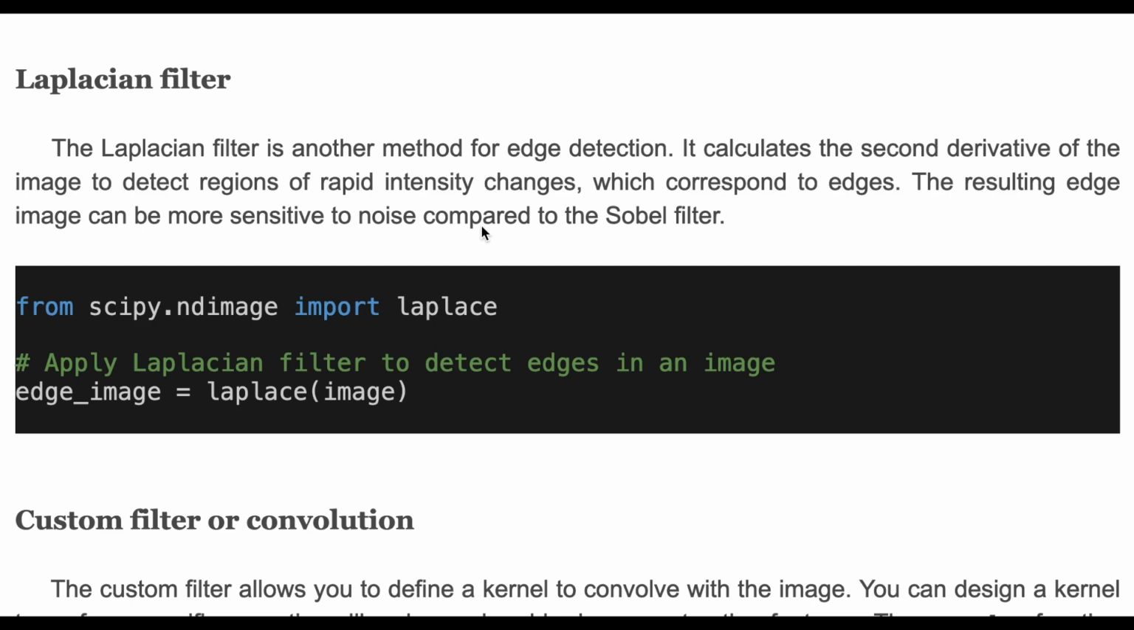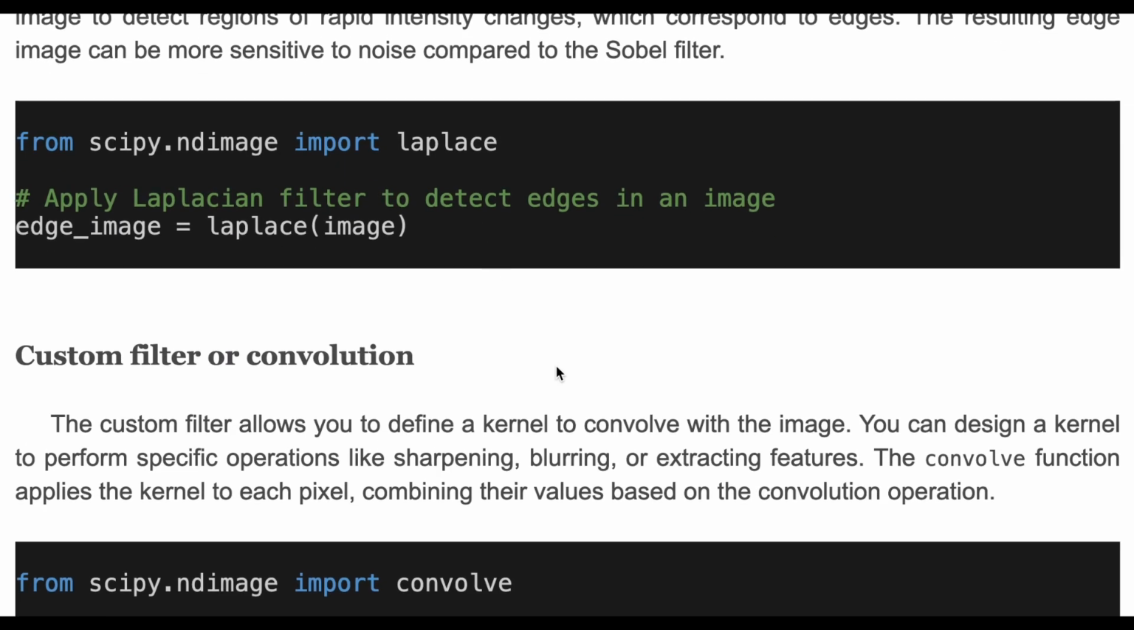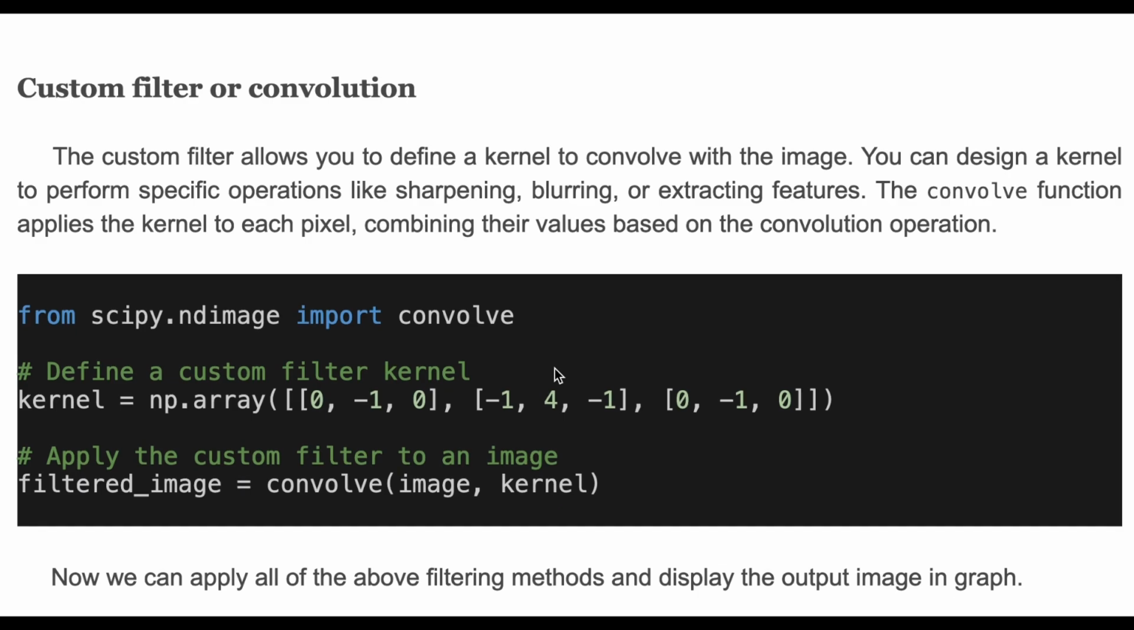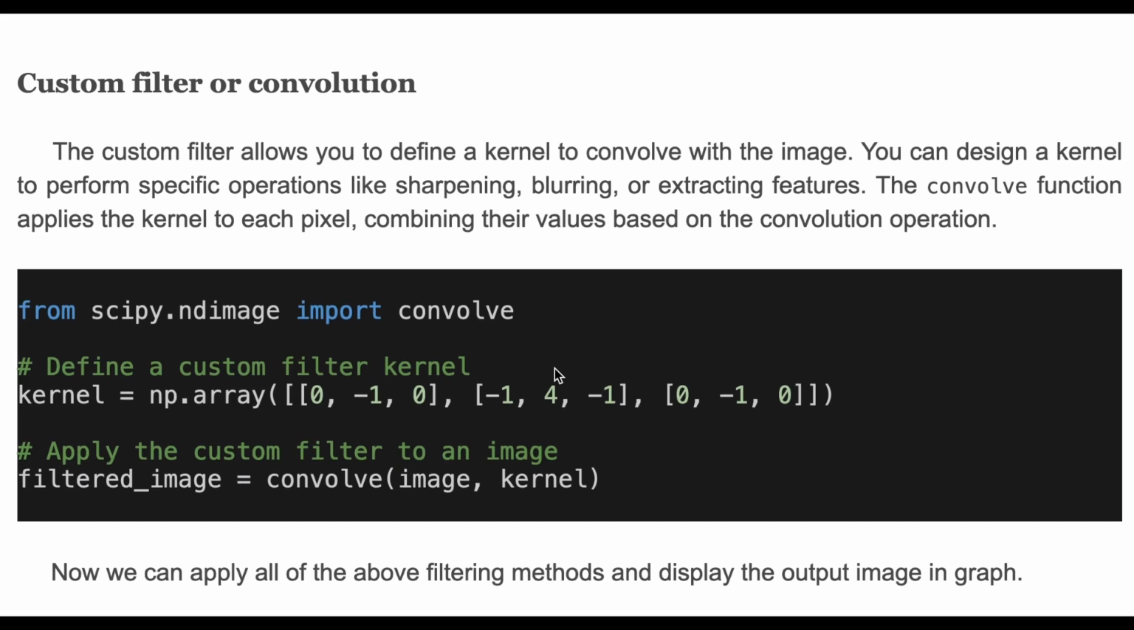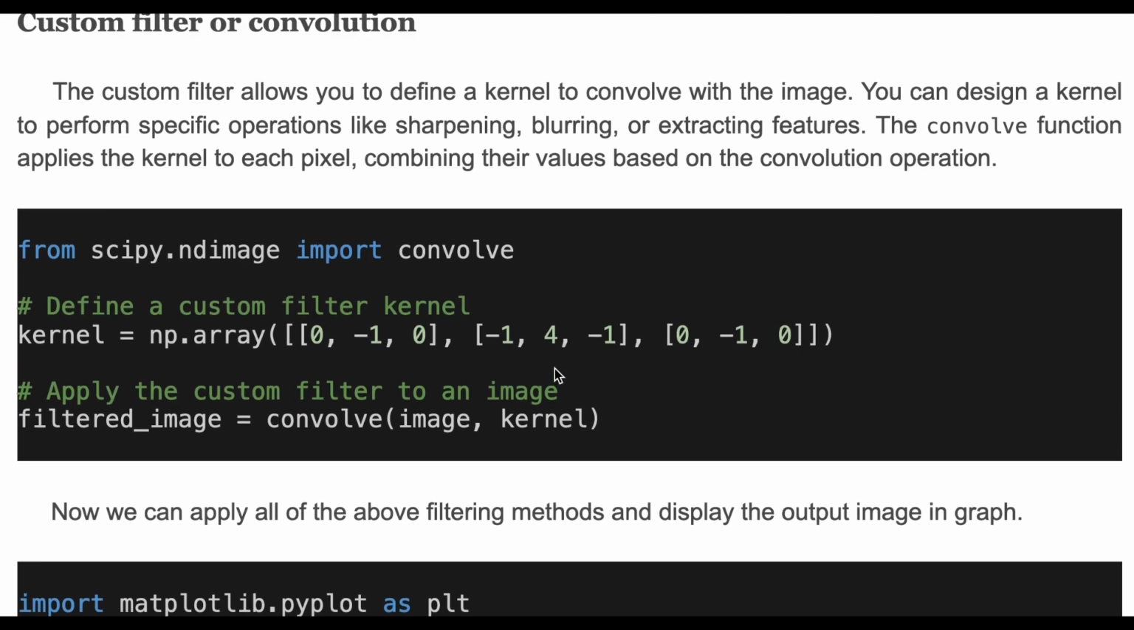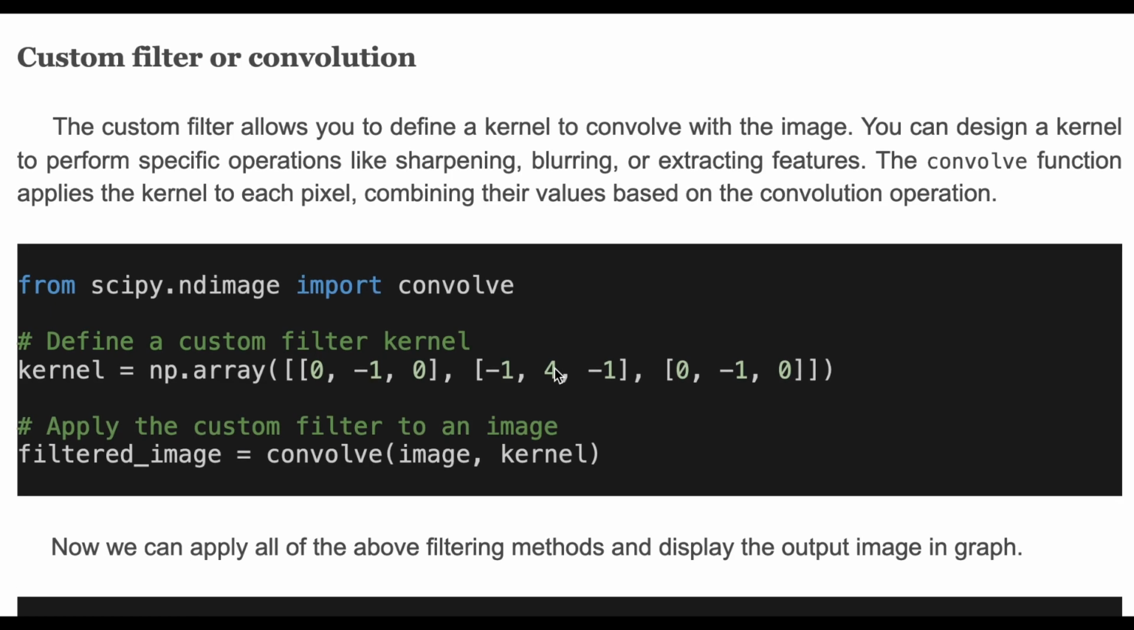Custom filter or convolution. We can also implement custom filters on an image. First we define a kernel, and we convolve this kernel with an image. You can design a kernel to perform specific operations like sharpening, blurring, or extracting features. The convolve function applies the kernel to each pixel, combining their values based on convolution operations. In this code, we define the kernel and then we apply convolution with the defined kernel. We can apply that kind of filter too.